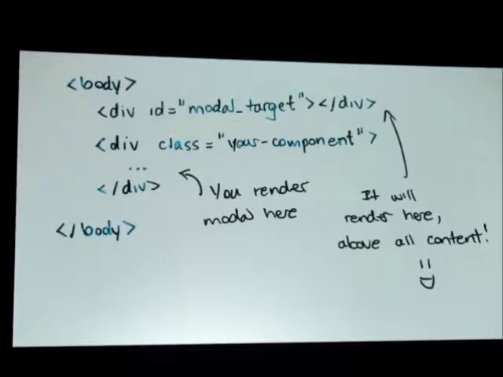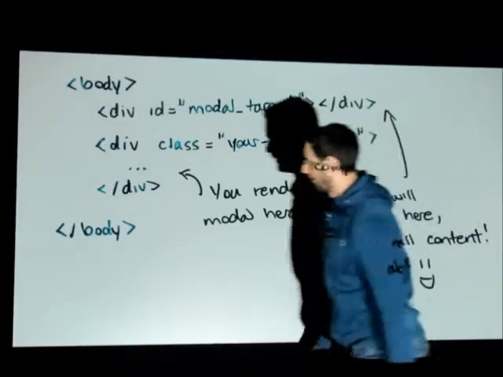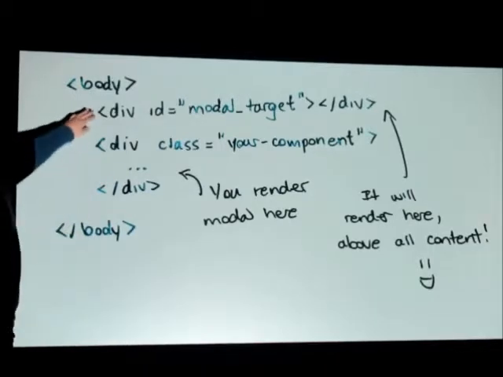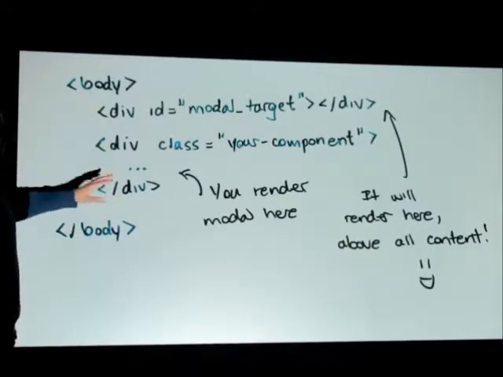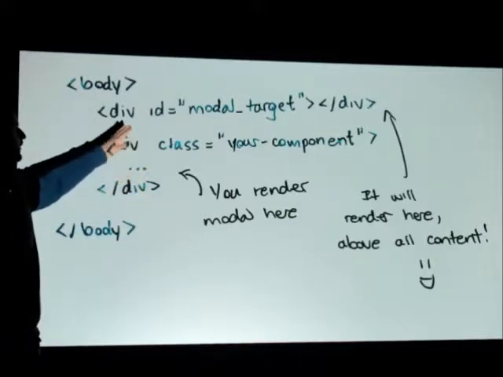Here's another sketch of how this might be set up in your application. You have your HTML, and then you define a portal target in one place, and then you have your component here. As you can see, they're totally different spots on the page. They're not nested inside each other, and so you can set up your portal in here, and whatever you render here will appear up here.